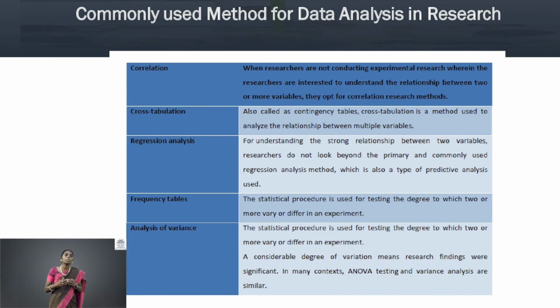Then the frequency tables, a statistical procedure used for testing the degree to which two or more vary or differ in an experiment. Then analysis of variance is used for testing the degree to which two or more vary or differ in an experiment. A considerable degree of variation means research findings were significant. In many contexts, ANOVA testing and variance analysis are similar.